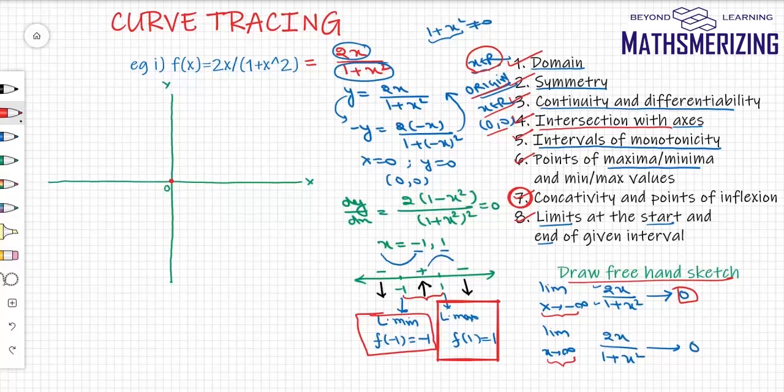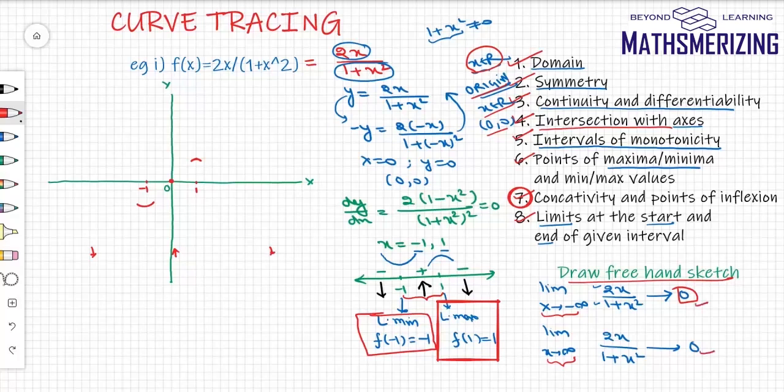Now I'll mark critical points. So the critical points are -1, +1. Now at -1, there is a local minima and the minimum value is -1. So at -1, I'll also mark this value. And because it's a local minima, I'll draw it like that. Now at +1, the value is 1 and it's a local maxima, so I'll draw it like that. Now between -1 and +1, it's an increasing function, and before -1 and after +1, it will be a decreasing function. Now we'll come to limits at start and end of the given interval.